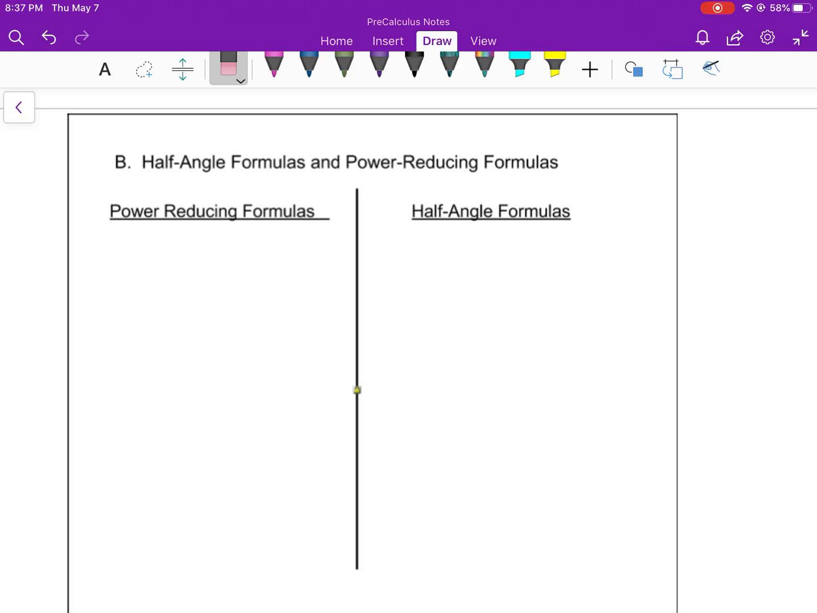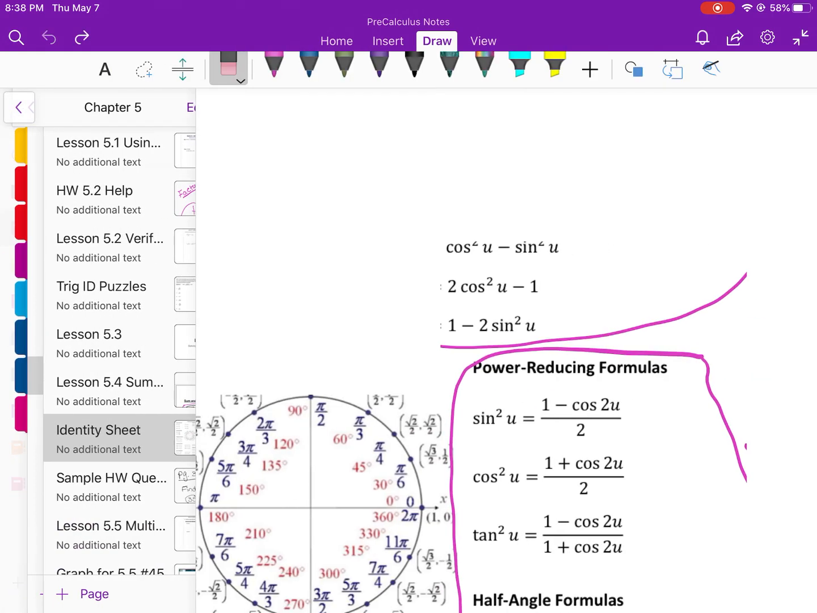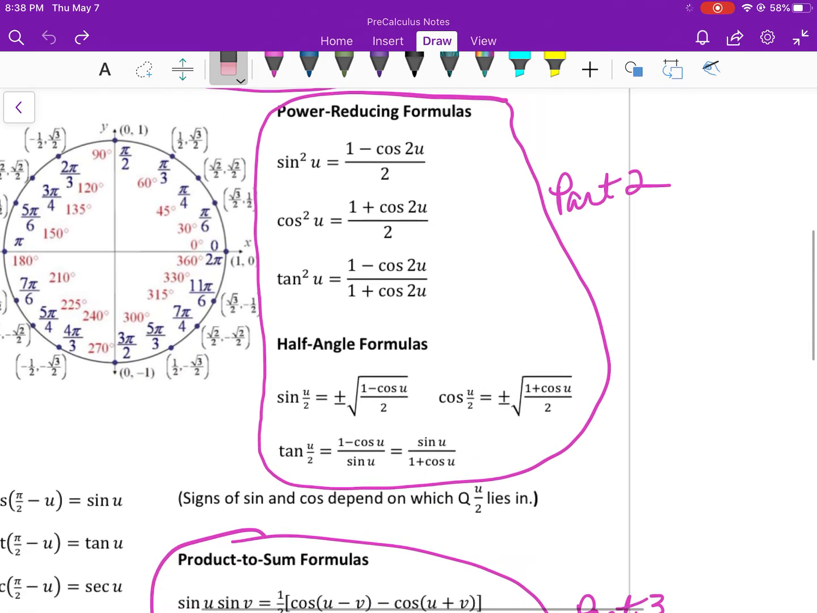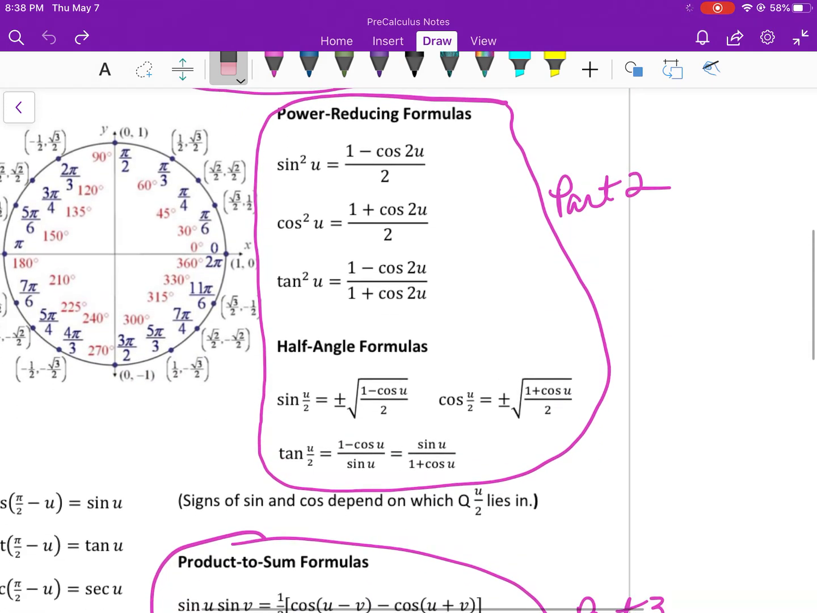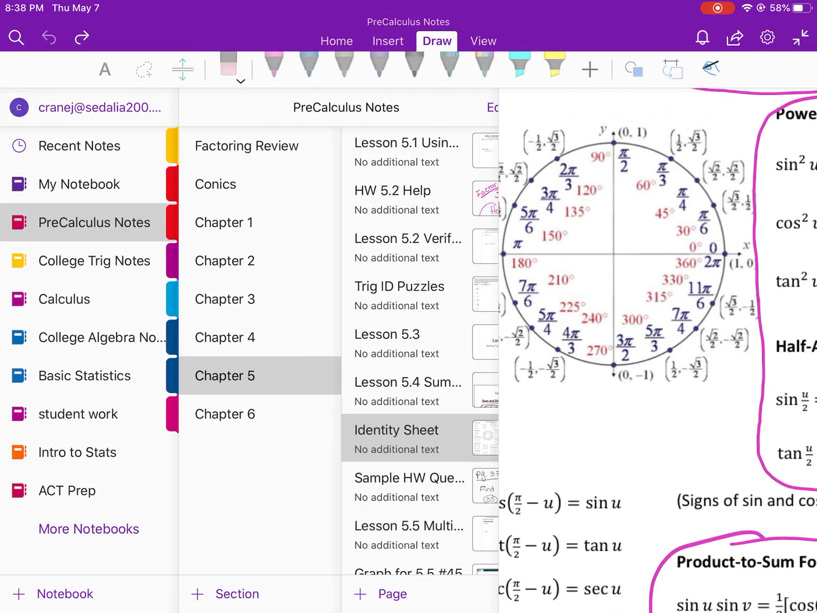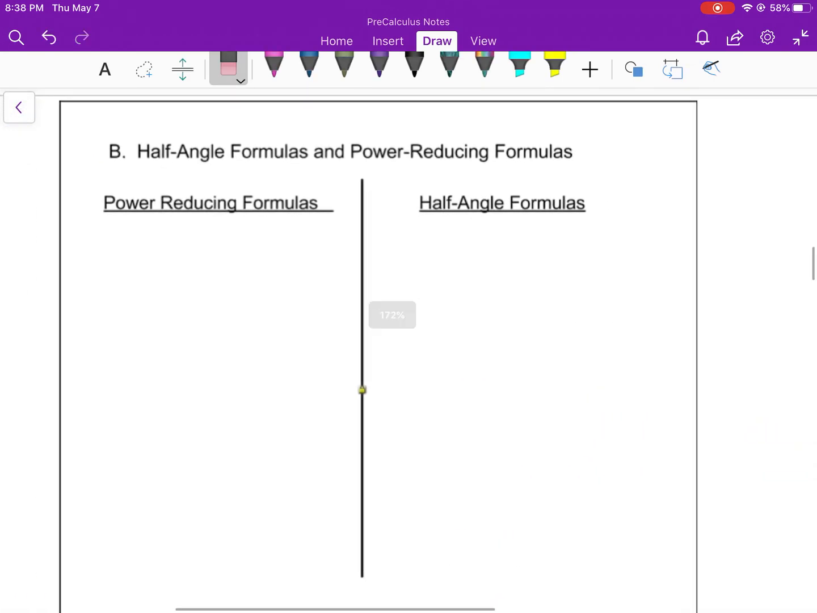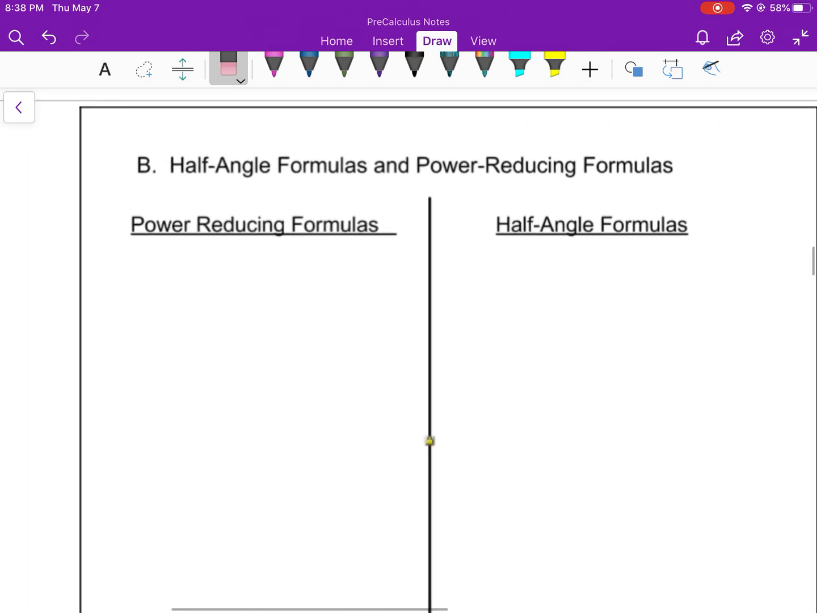Right, pre-calc, we're going to dig right back into lesson 5.5. We're going to be right here on the top of your identity sheet, right here in the middle, looking at power reducing and half angle formulas. The first part of my lesson today, I'm going to show you where those formulas come from. So that's what we'll open up with, how to derive the formulas.